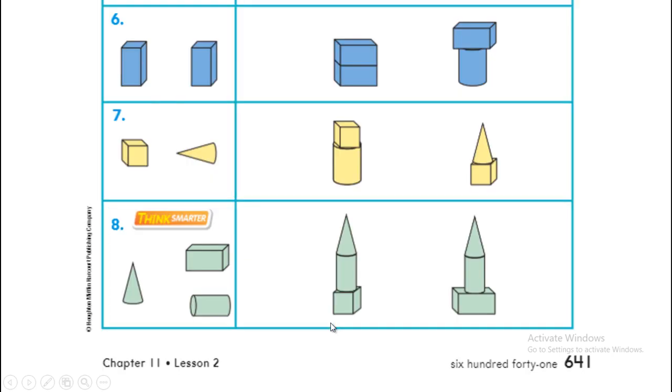Question number 6. Two rectangular prisms. We don't have a cylinder, so this is the shape. A cube and a cone. This is a cube and a cone. Now I have three shapes here: rectangular prism, cylinder, and cone. In this shape, we have a cube, cylinder, and a cone. We don't have a rectangular prism, so not this shape. Let's see this one. Rectangular prism, a cylinder, and a cone. This is our shape.